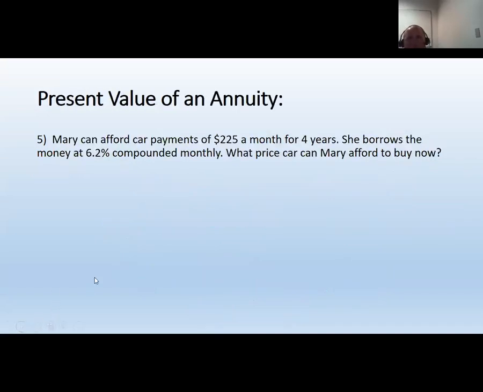Here's the next problem. This says Mary can afford car payments of $225 a month for 4 years. She borrows the money at 6.2% compounded monthly. What price can Mary afford to buy now? So basically, this is going to involve an annuity, because anytime you have a loan, a car loan, a mortgage, or anything like that, you have an annuity, but it's the present value of an annuity that you use. That's the formula you use for a car loan or a mortgage.